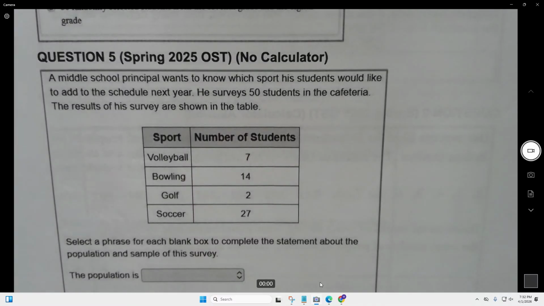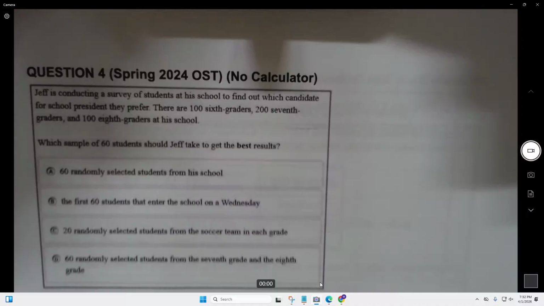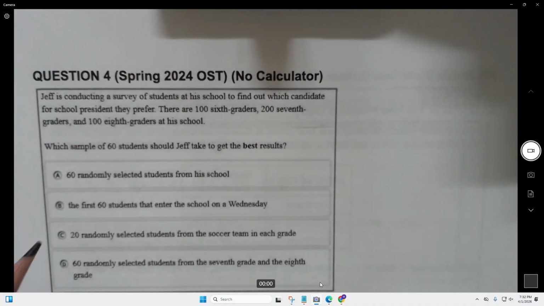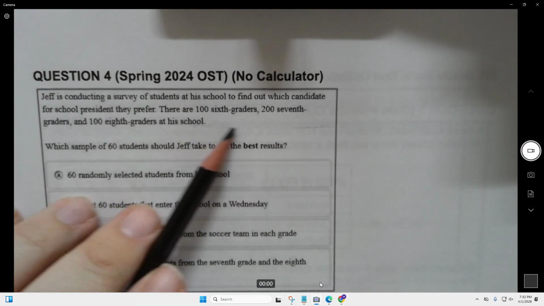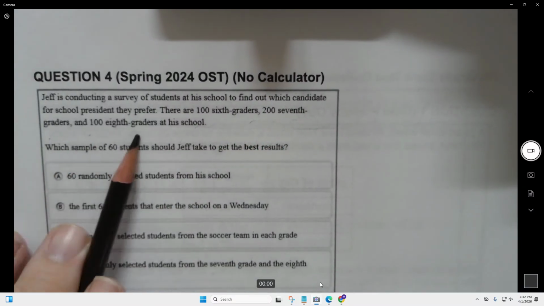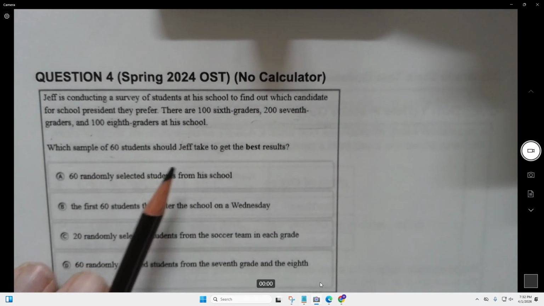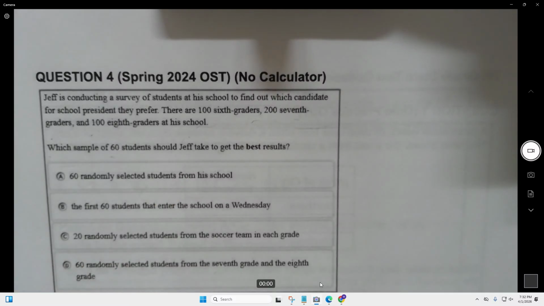Question 4. Jeff is conducting a survey of students at his school to find out which candidate for school president they prefer. There are 100 6th graders, 200 7th graders, and 100 8th graders at his school. Which sample of 60 students should Jeff take to get the best results? 60 randomly selected students from the school. The first 60 students that enter the school on a Wednesday. 20 randomly selected students from the soccer team in each grade. Or 60 randomly selected students from the 7th and 8th grades.